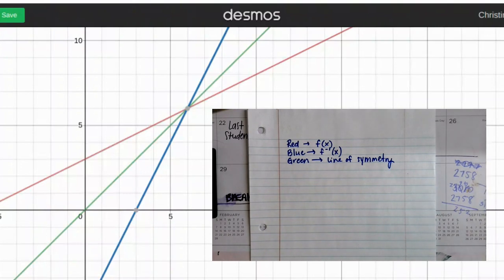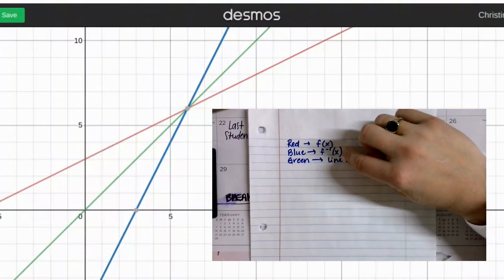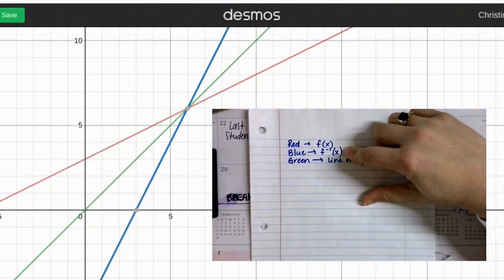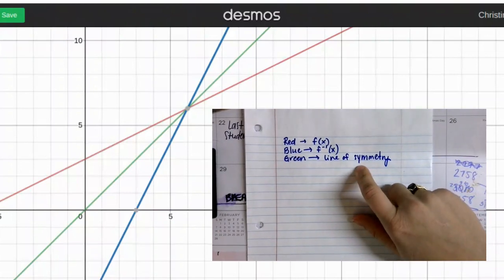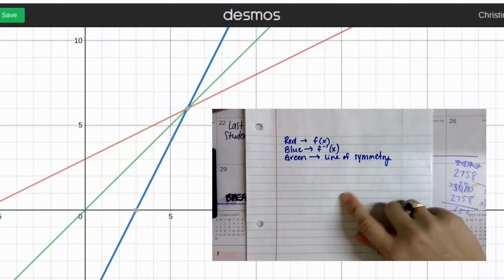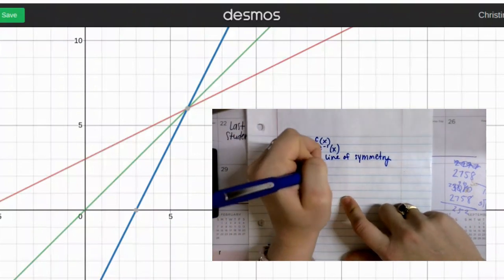So on my graph here in red, I have f of x, which is our original equation. In blue, I have the inverse of our equation here. And then in green is my line of symmetry. So for part B, we want to write an equation for our line of symmetry. And I'm going to use our slope-intercept form.